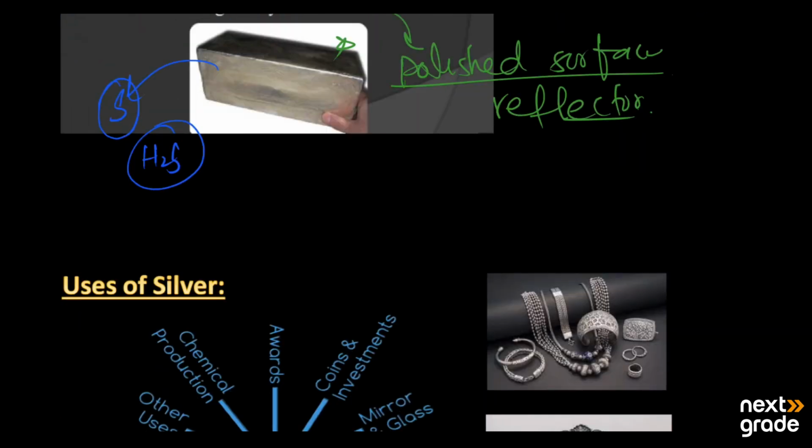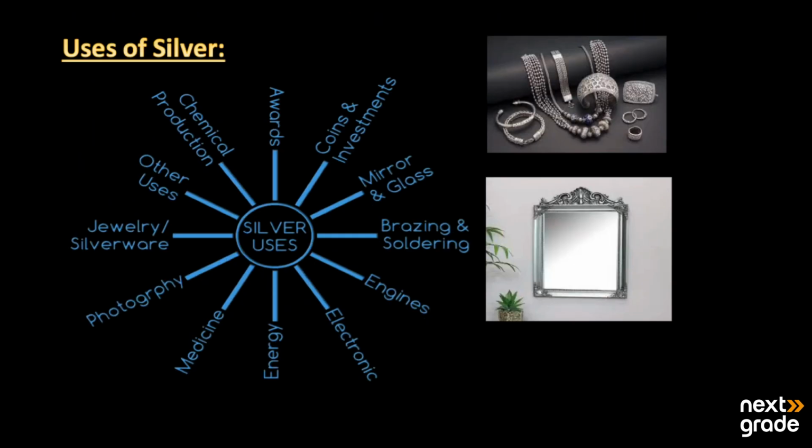So let's have a look at the uses of silver. First, it is used in the making of awards in any award ceremony. It is used in the making of coins and also as an investment. It is used in the making of silver mirrors and silver glass. It is used in the brazing and soldering processes. It is used in the making of engines. It is used in the making of electronics.